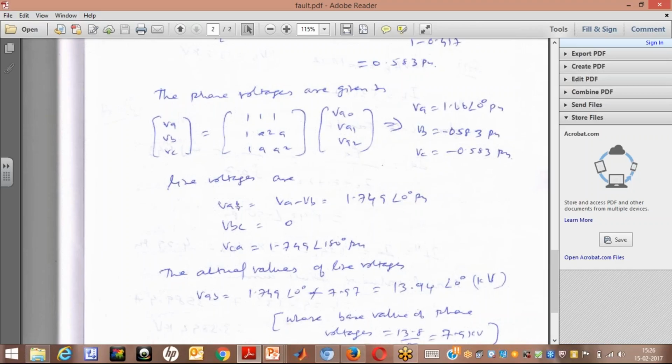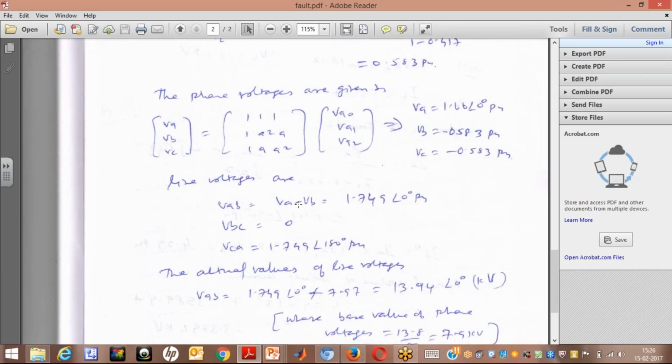Now, actually, what is the question asked? This is not the phase voltages. The question asked is line to line voltages. So how to find that? Yes, line to line voltage, which is nothing but VAB, VBC, VCA. So in order to calculate VAB, you should subtract VA minus VB. That is the usual procedure. Okay, right? VA minus VB.